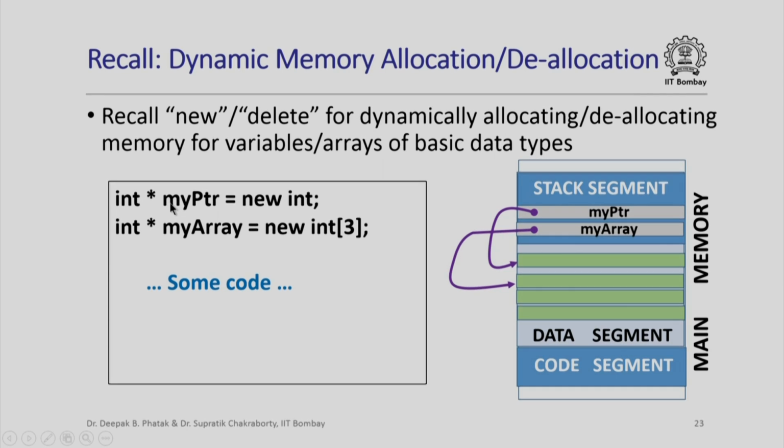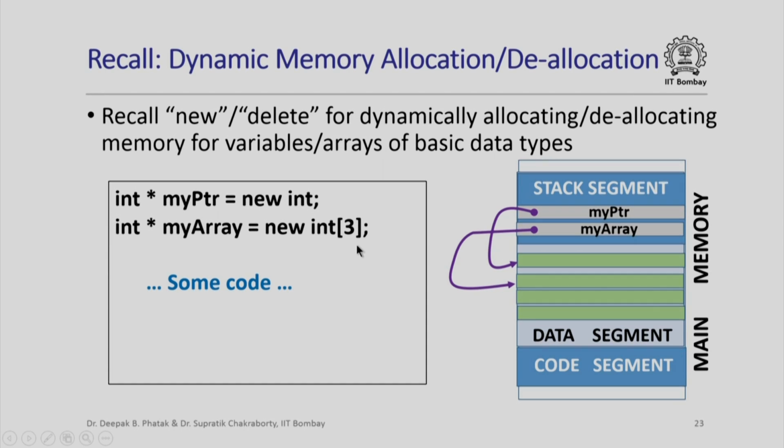My pointer is a variable of type integer pointer. This is a local variable in a function, so space for it is allocated in the stack segment, and when I execute new int, space for one integer is dynamically allocated in the data segment or heap, and a pointer to that is returned by new. So this assignment statement will copy that pointer to my pointer, and therefore my pointer will now start pointing to that space allocated by new in the heap.